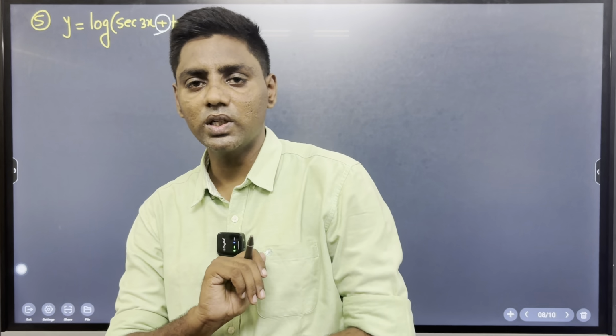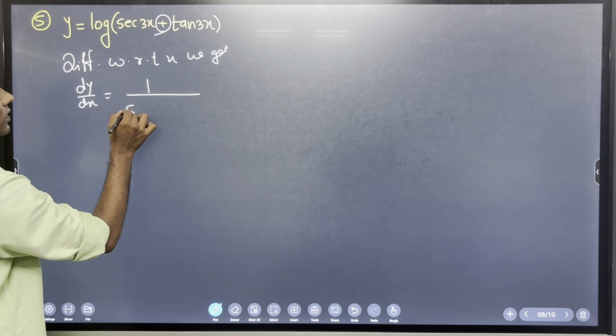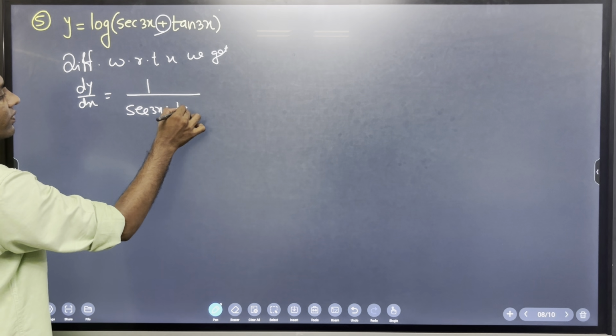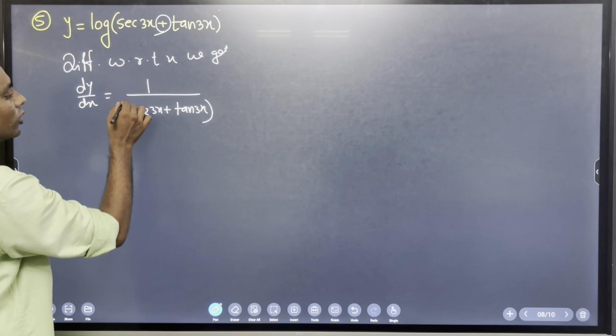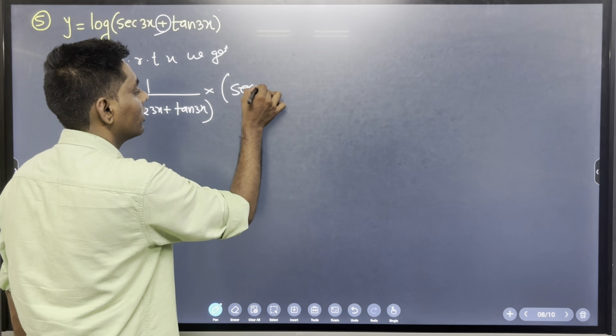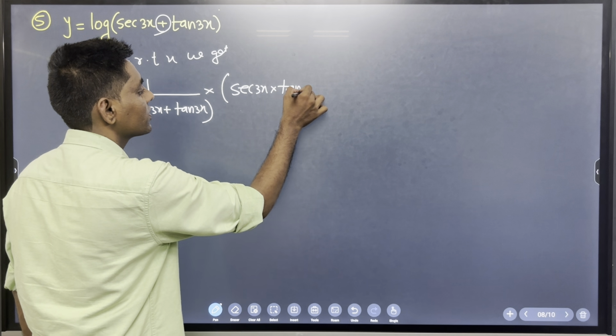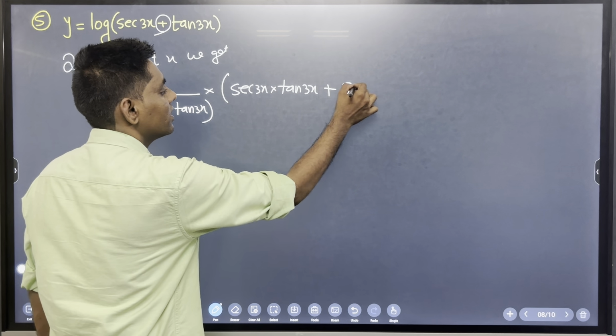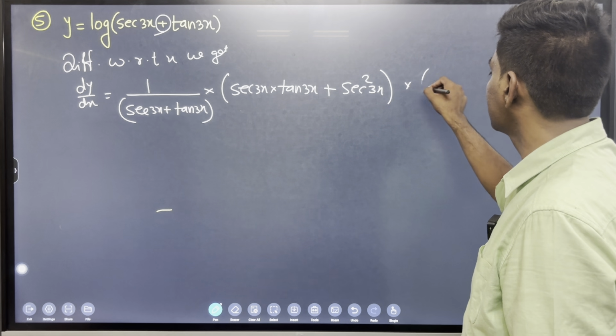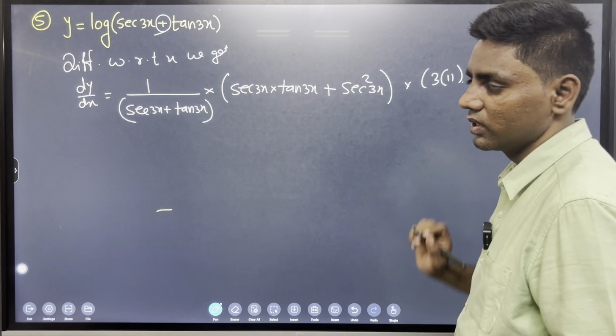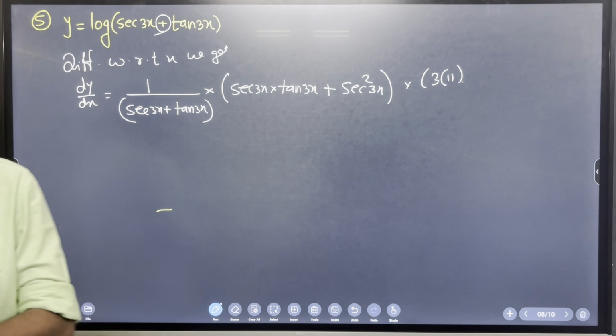Differentiate with respect to x, applying d by dx on both sides. The log derivative is 1 upon sec 3x plus tan of 3x, and then we take the derivative of that term. So what is the derivative of sec of 3x? Remember it is very easy: sec of 3x into tan of 3x, and the derivative of tan is sec square 3x. And again, when we take the derivative of the inner term, 3x derivative is only 3, and x derivative is 1. So after completion of this, now we get the final answer.